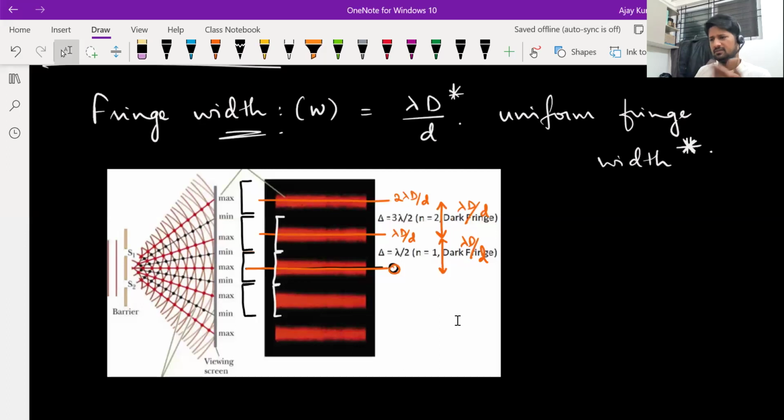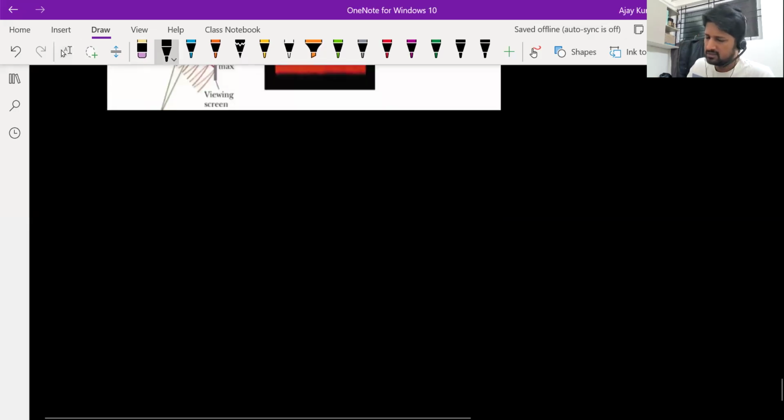But in problems, if they want to trouble you, they can change it. Okay. Let's solve one problem based on this. I'm telling you beforehand, you can't use this formula of fringe width to answer this question.